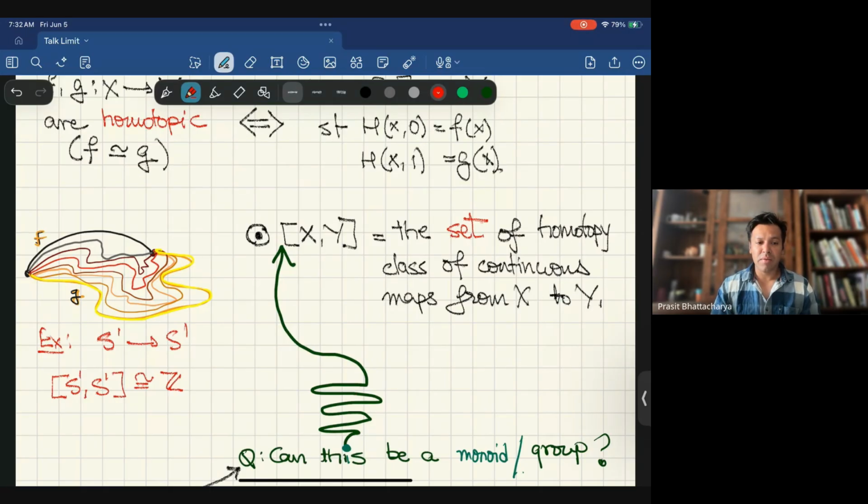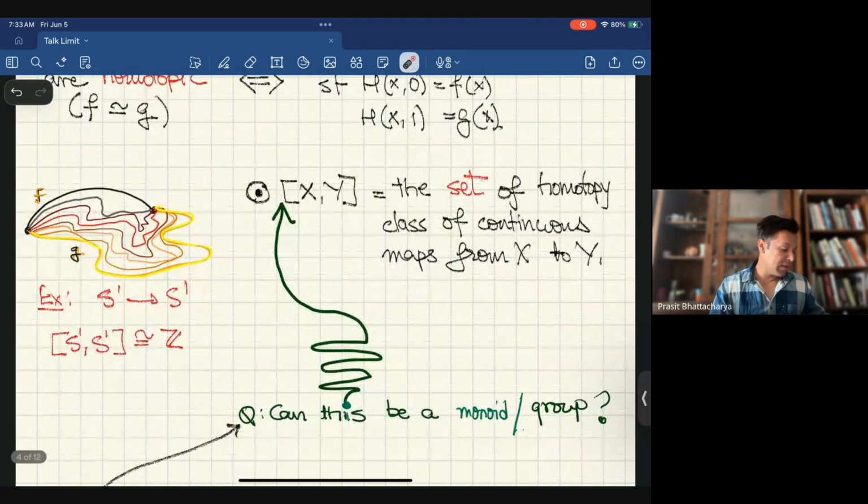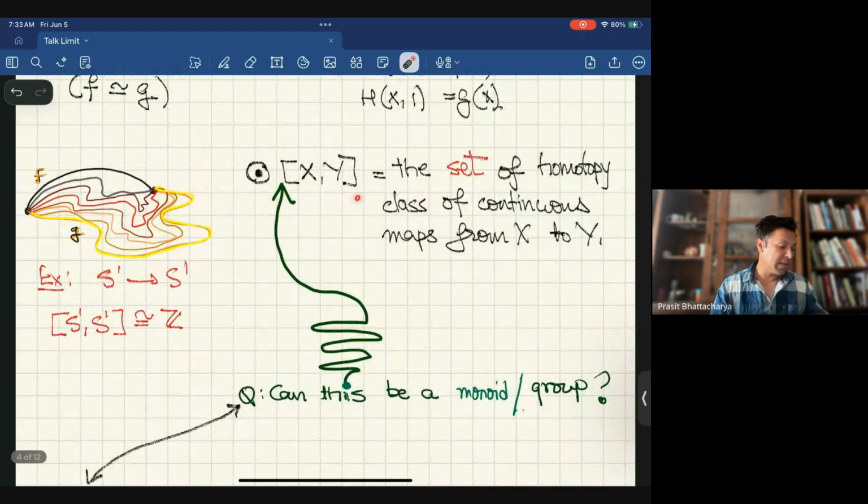Now you will notice a small thing that I want to elaborate. Here, I wrote down that this is a set of homotopy classes, right? So I should really give you a set. But I have not given you a set here. I have given you something more than a set. I have given you a group, in fact. Integers form a group under addition. So the question is, can this set be upgraded to a group or a monoid? That's the question that I want to ask.